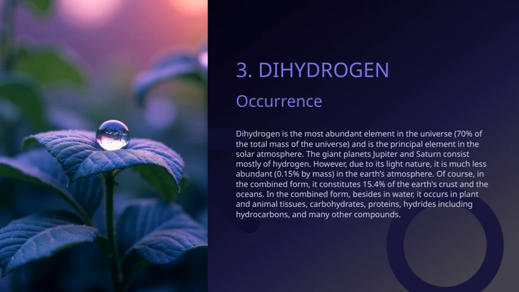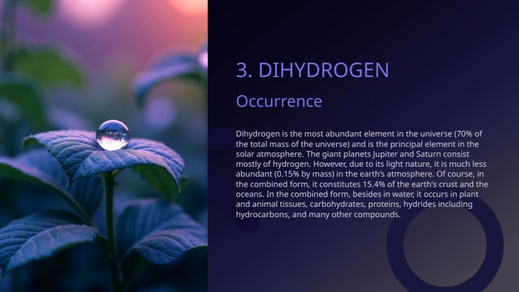But interestingly, on Earth, hydrogen is much less abundant in our atmosphere, only about 0.15% by mass. That's because hydrogen is so light that it tends to escape Earth's gravity into space over time. However, hydrogen's importance isn't limited to just the atmosphere.